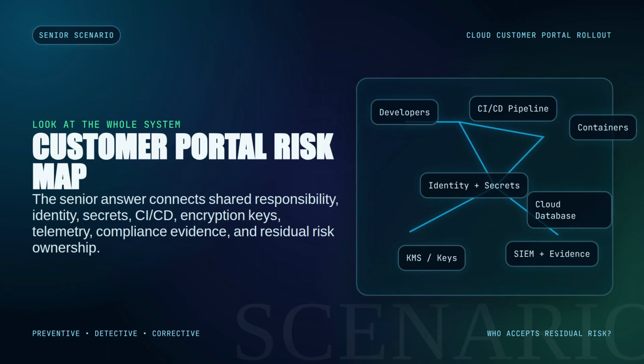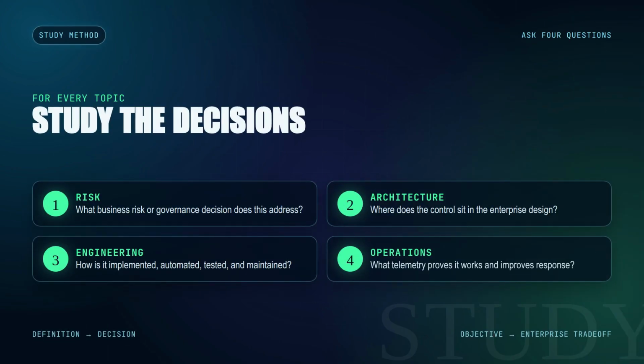Where are identities created, approved, monitored, and revoked? Who owns encryption keys? How are secrets kept out of source code and deployment logs? What does the CI/CD pipeline allow into production? Which controls are preventive, which are detective, and which are corrective? Which events need to be retained, parsed, correlated, and escalated? Which risk is still residual after the control design? Who accepts that risk if the business wants to launch anyway?